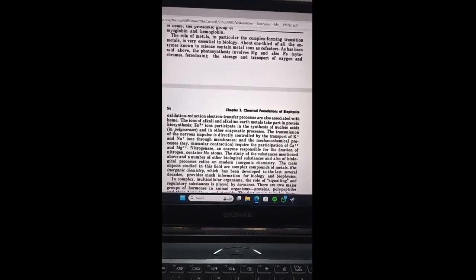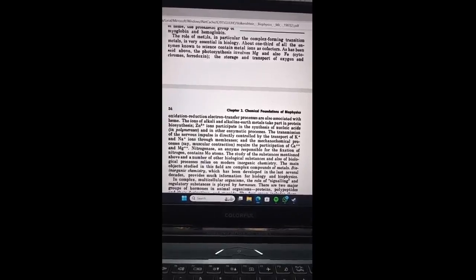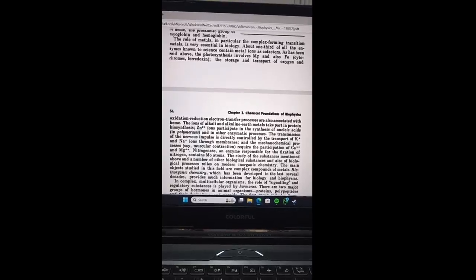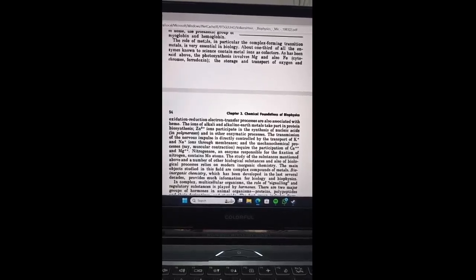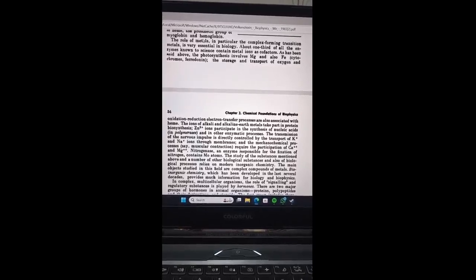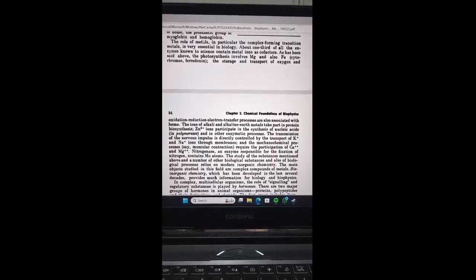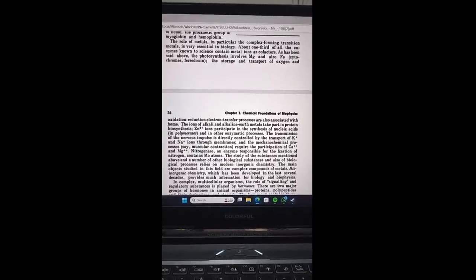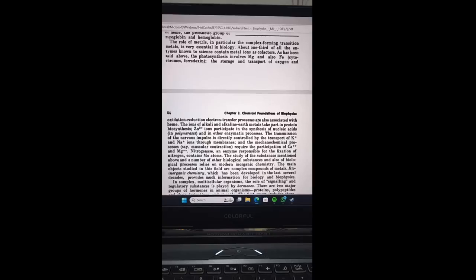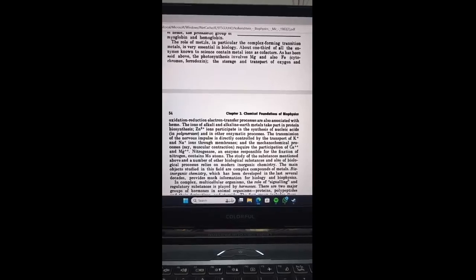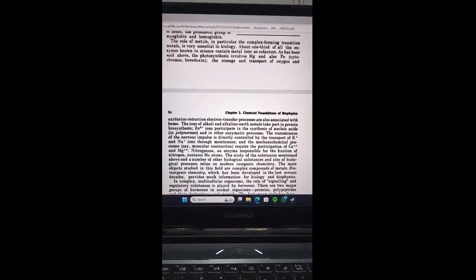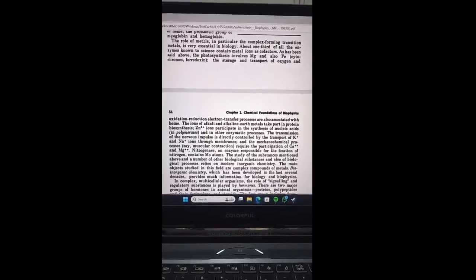The role of metals in participating in group transfer is essential in biology. About one third of all enzymes known to science contain a metal ion as a cofactor. As has been said above, photosynthesis involves Mg and also Fe. The storage and transfer of oxygen and oxidative reduction electron transfer processes are also associated with heme.